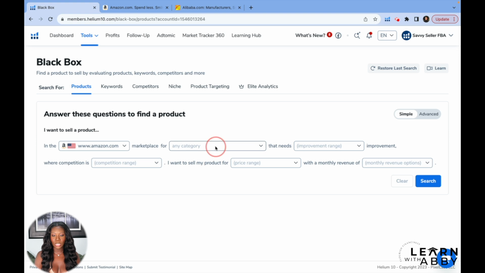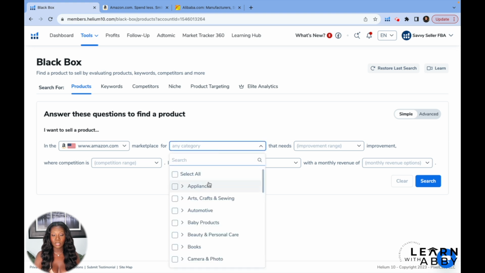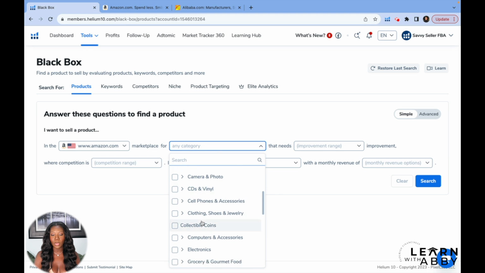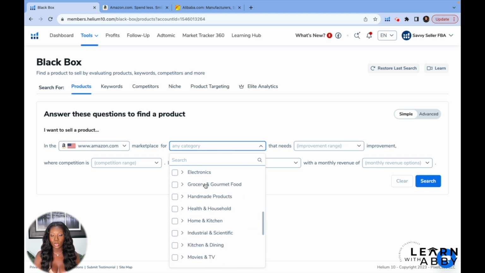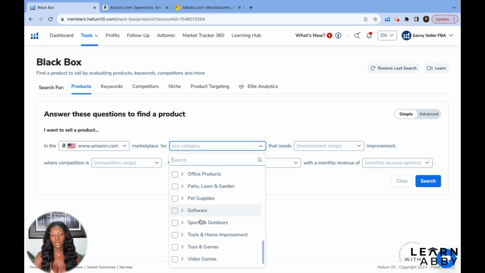Now we're going to be able to select the categories. There's tons of different categories, including appliances, arts, crafts, and sewing, automotive, baby products, beauty and personal care, books, camera and photo, CDs and vinyl, cell phones and accessories, clothing, electronics, grocery, health and household, my favorite category because that's where I sell, kitchen and dining, movies and TV, so on and so forth. I'm not going to list them all, but you can see them here.